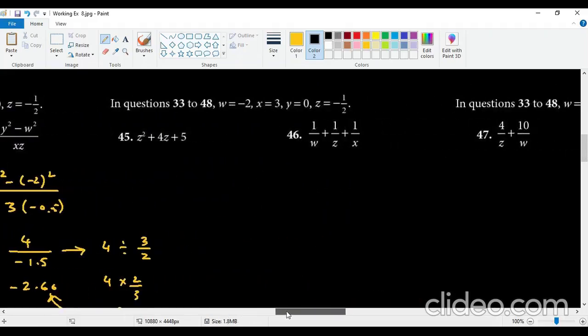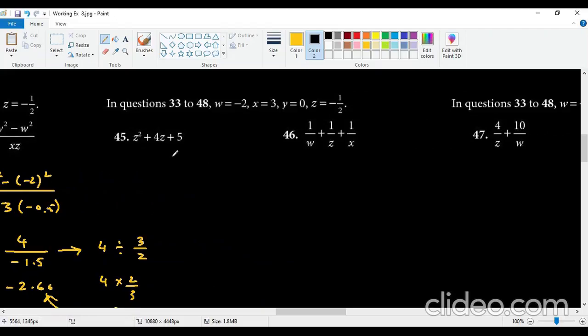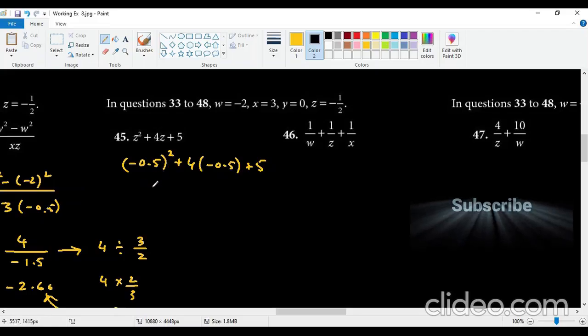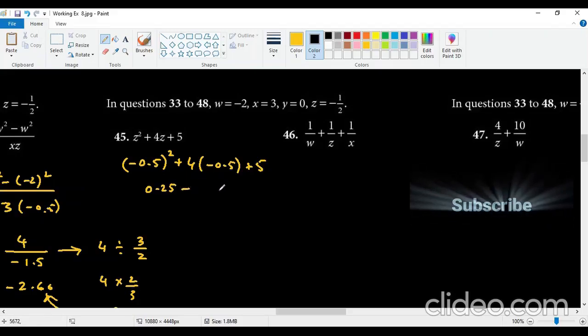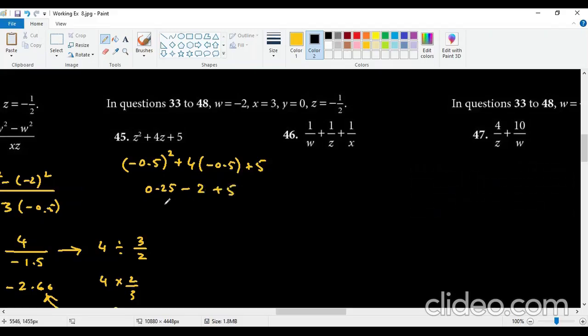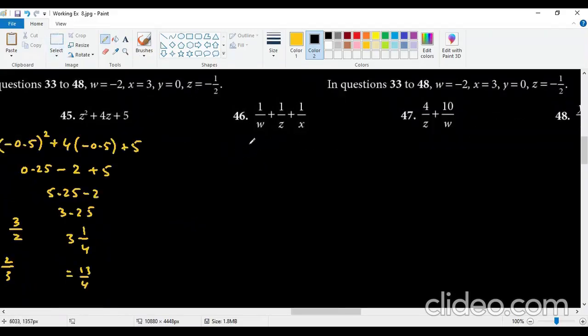Now question number 45 says that the z value is negative 0.5, so negative 0.5 squared plus 4 times z, which is again negative 0.5, plus 5. So negative 0.5 multiplied by itself is going to give you 0.25, and minus 4 times half is going to be a 2, and plus 5. So 5.25 minus 2 is going to give you 3.25 as the final answer for question number 45.